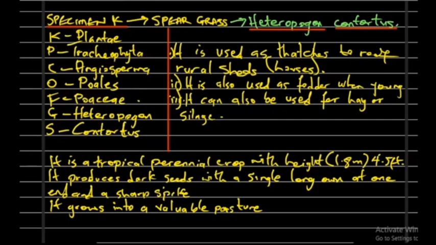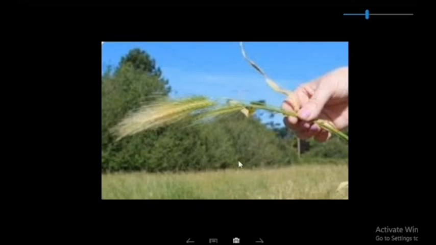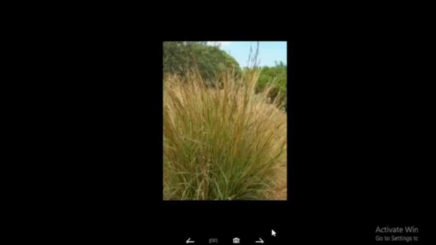So this is what the spear grass looks like. You can see it has its own spikes above it. This is another picture that can help us understand. This is another picture of spear grass, a bunch of the grass. You can see that is how the spear grass looks.